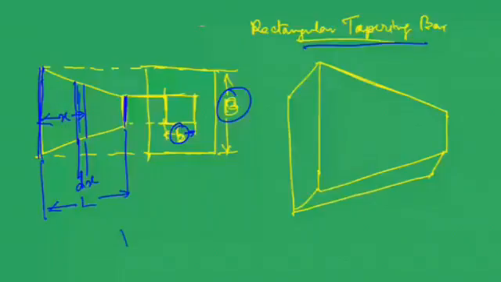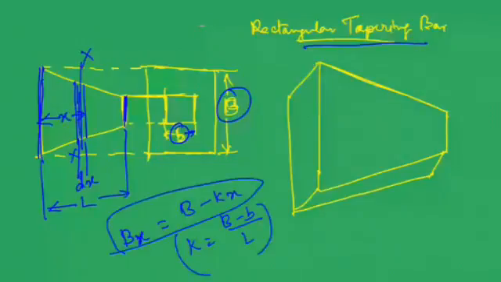For this section the breadth will be bx, since I take this section as x. So for this section it will be b minus kx, where k is equal to (B minus b) by L. So this will give me the breadth of this section.